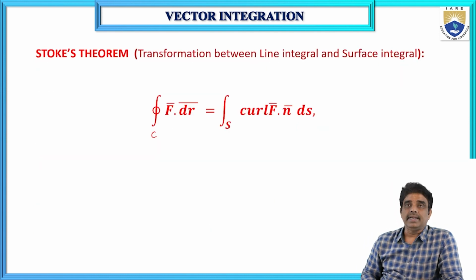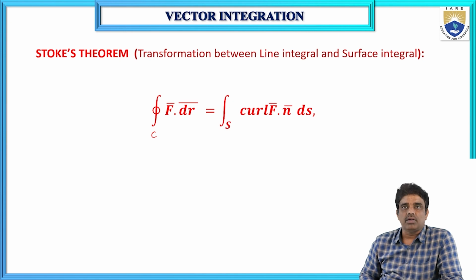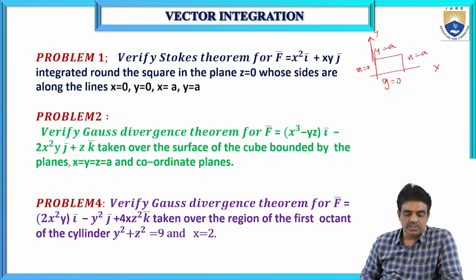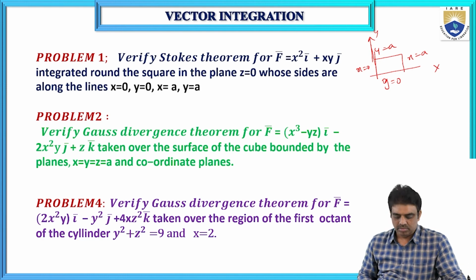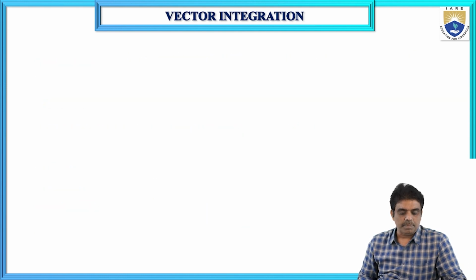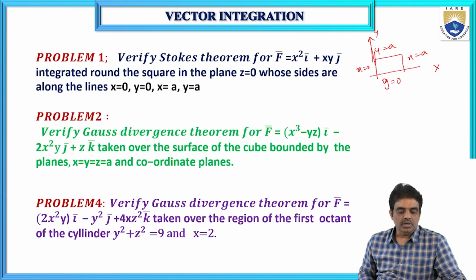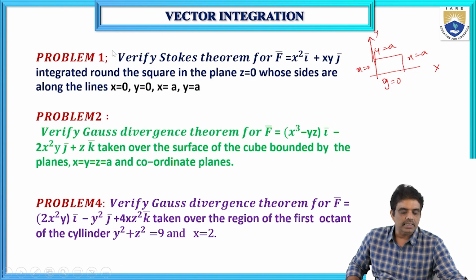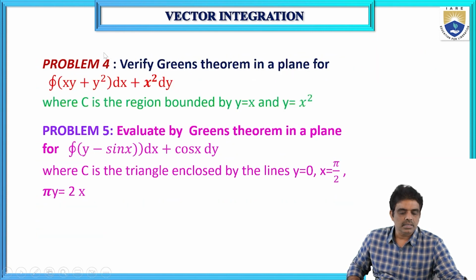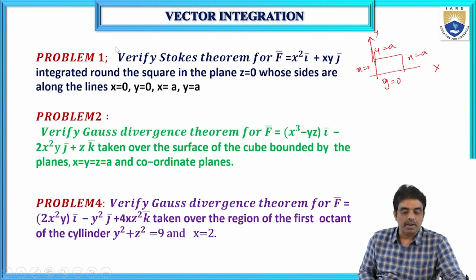Similarly, you have to calculate curl f bar dot n cap into ds. Now I will go through the problem. I will take problem number 1. I'll go through the problem.